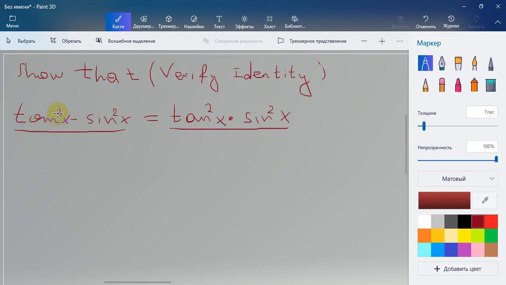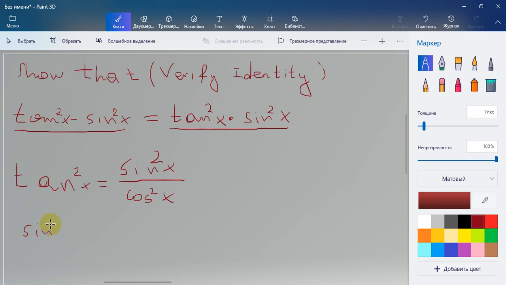How do you know tangent square x is equal to sine square x over cosine square x? Let's write tangent square x is equal to sine square x over cosine square x. Now I replace tangent square x with sine square x over cosine square x and rewrite my left side expression.